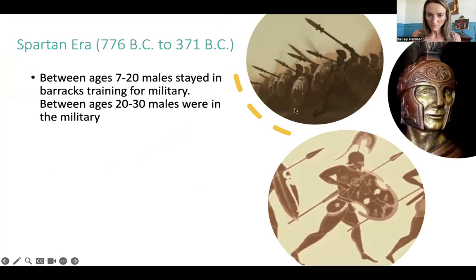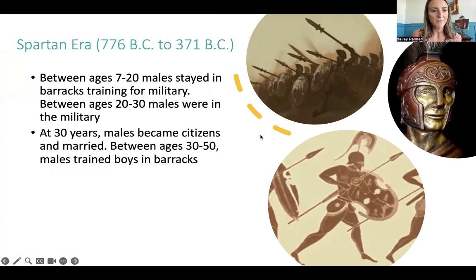Like I said, boys were trained at home until age 7. Age 7 to 20, they stayed in something called barracks, which were these training camps to train for the military. And then between ages 20 and 30, they actually went into the military and fought for the city-state of Sparta. At age 30, a male was able to become a citizen.